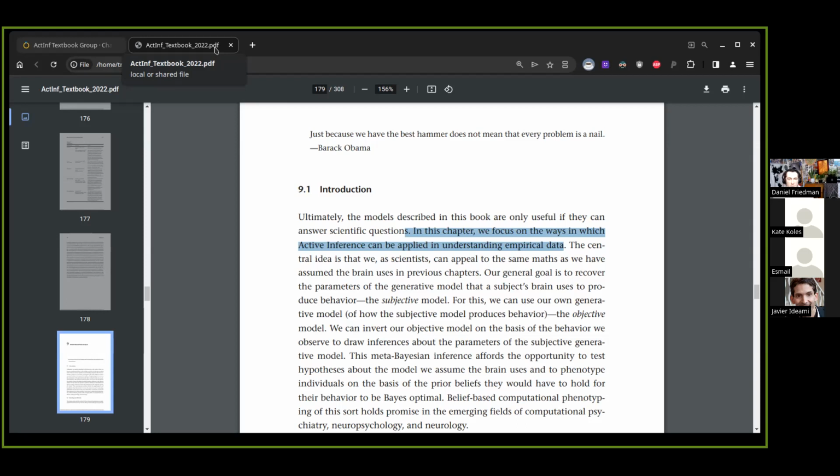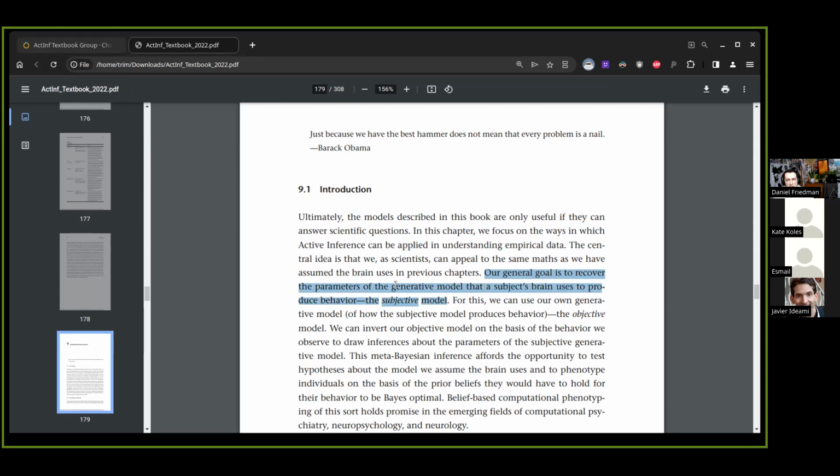However, in the real world, we want to go both ways. We want to be able to specify a model a priori and then generate data, but also we want to have structured data and then do inference about hidden states, for example, given the empirical data. So we don't just want to spin out mountains of data just to show that we can. We want to take the data that we have, which is called empirical, and then do some kind of inference with it. Our general goal is to recover the parameters of the generative model that a subject's brain or mind uses to produce behavior, the subjective model.